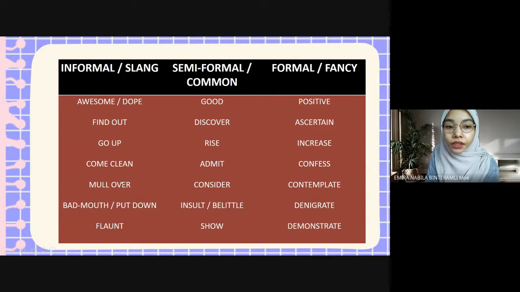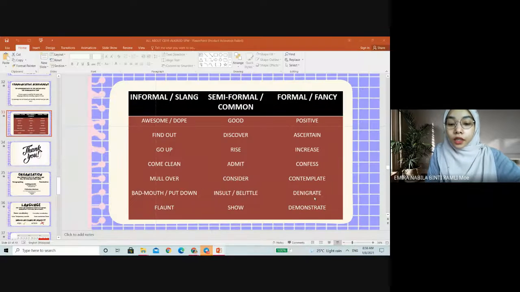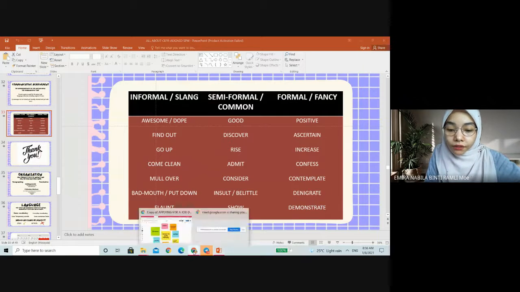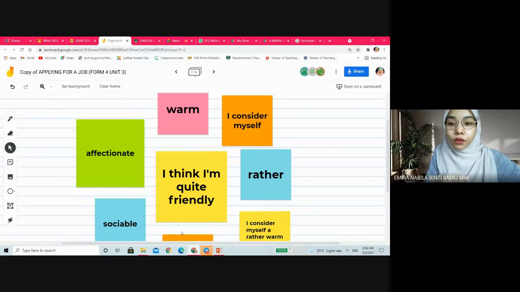Mull over here adalah cara yang informal untuk awak cakap consider. Semi-formal kita pakai consider, more formal contemplate. Okay, so you kena pilih lah sesuai dengan keperluan your email. Okay, now that we are done with one phrase, with our Google Jamboard just now, kita dah done with one phrase.